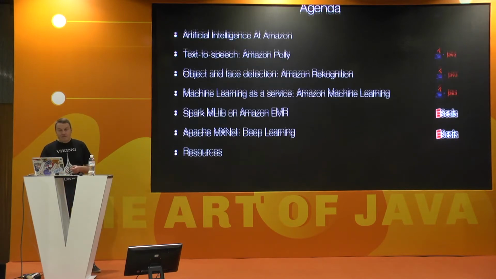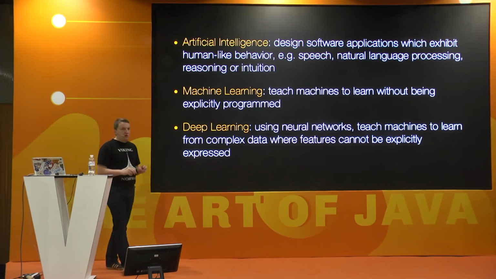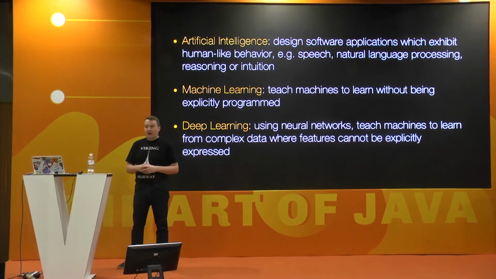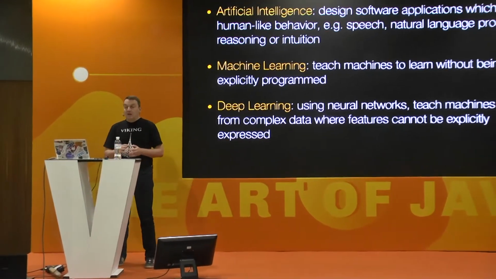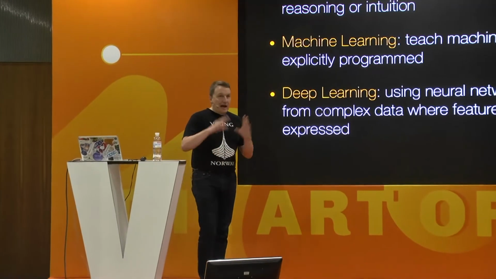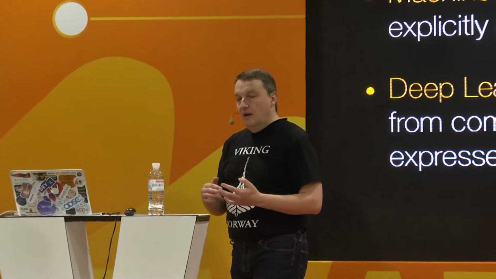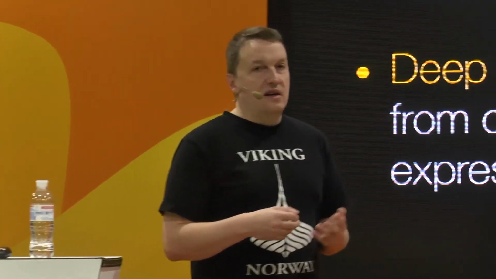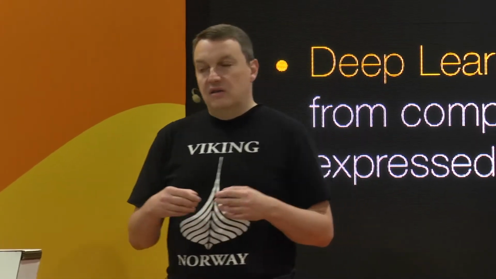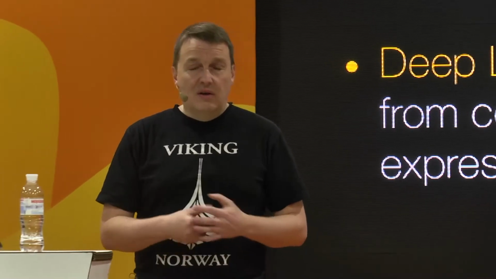Okay? So just a few definitions before we start to make sure we actually all talk about the same thing. So artificial intelligence is the high-level discipline. It's been there for decades, literally since the 50s. And the purpose of AI is to build systems that show human-like behavior, right? Systems that can understand natural language, systems that can talk, systems that can show reasoning, intuition, prediction, etc. So it's a very wide field.